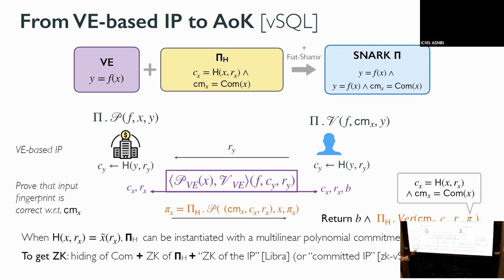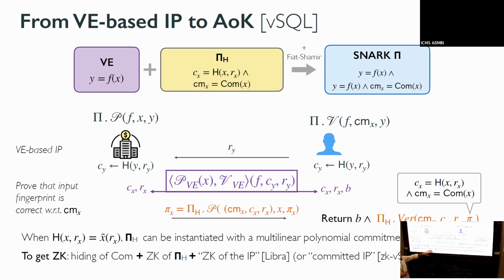Okay. What about zero knowledge? I'll give hints because, for the sake of time, I prefer to focus on succinctness. But the idea is that if this commitment is a hiding commitment, you don't reveal anything about the input in the commitment, right? And then you also need the zero knowledge of this PCP system so that this proof here does not leak information on what is committed.